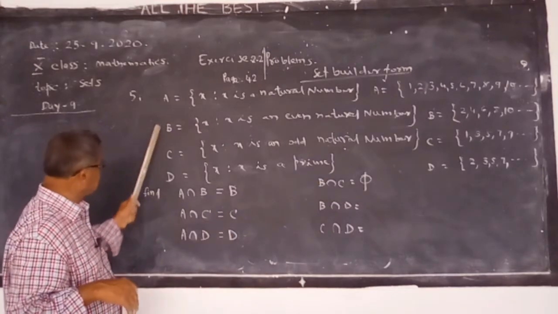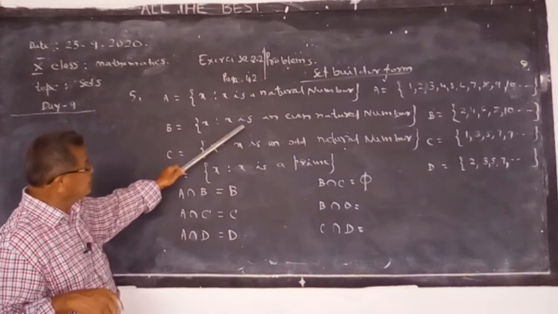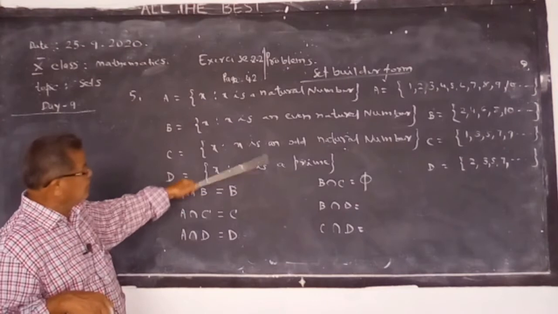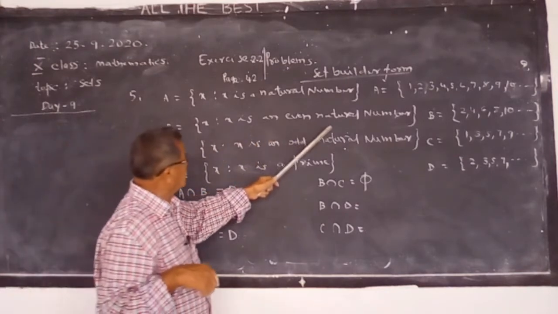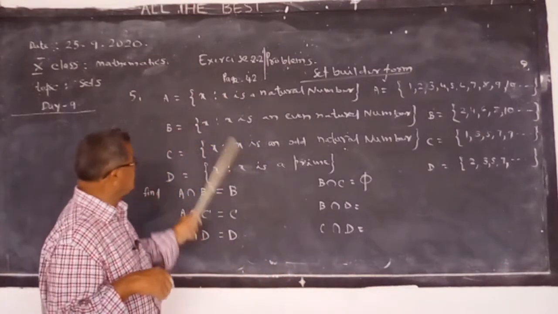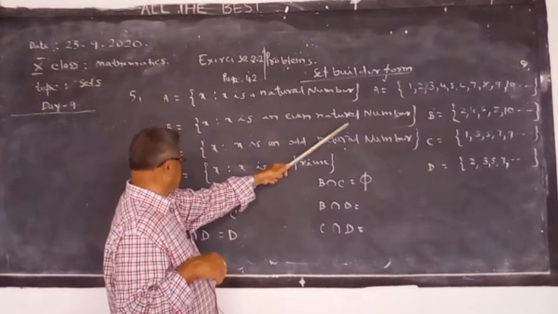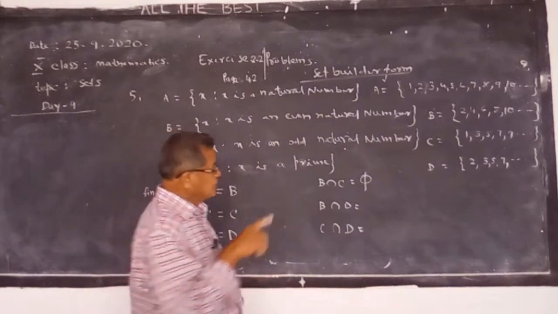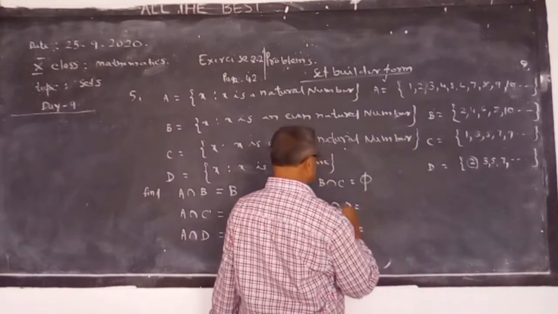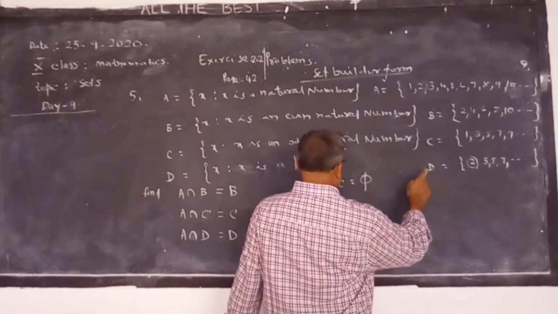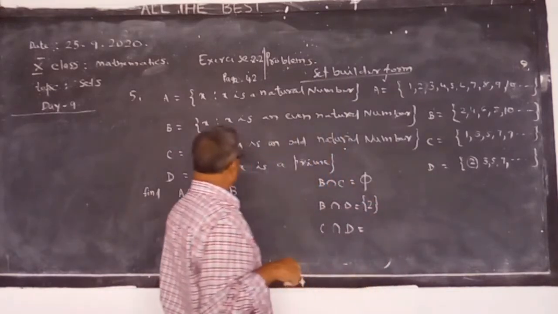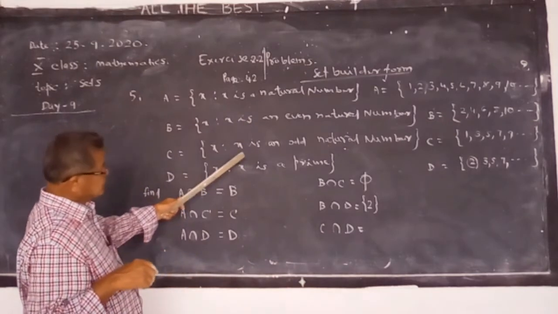And B and D. In B, even numbers. In D, only primes. 2 is the only prime that is even. Only this 2 is common. So you write only 2. 2 is common. And what about C and D?